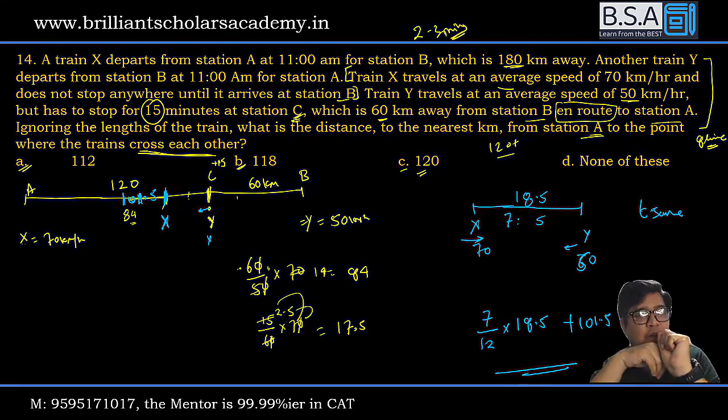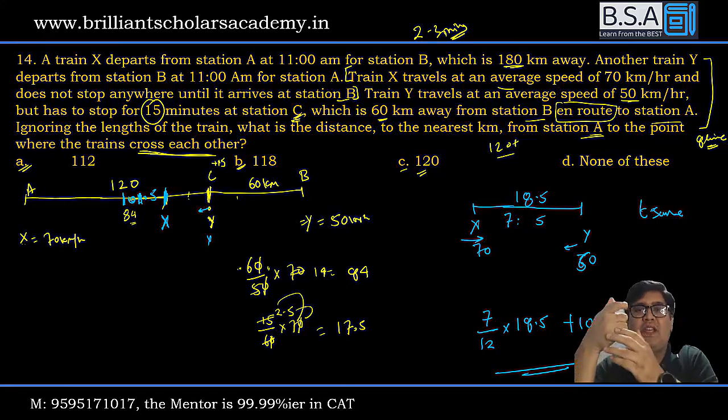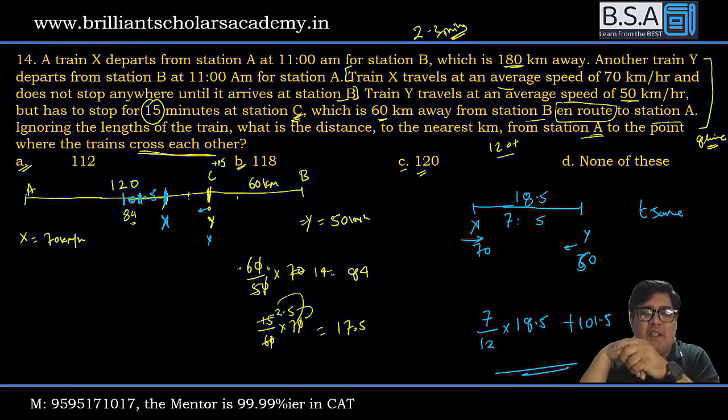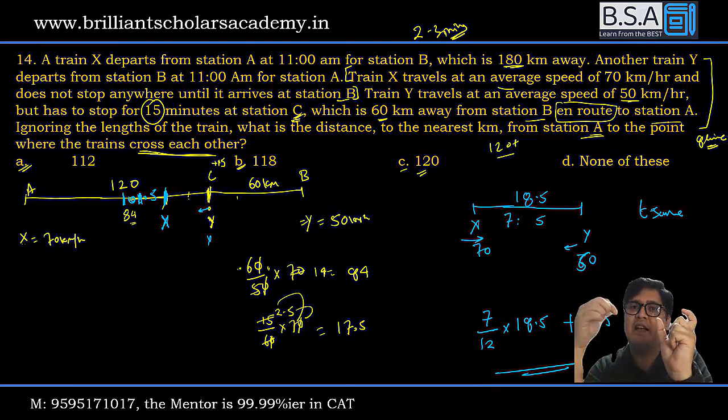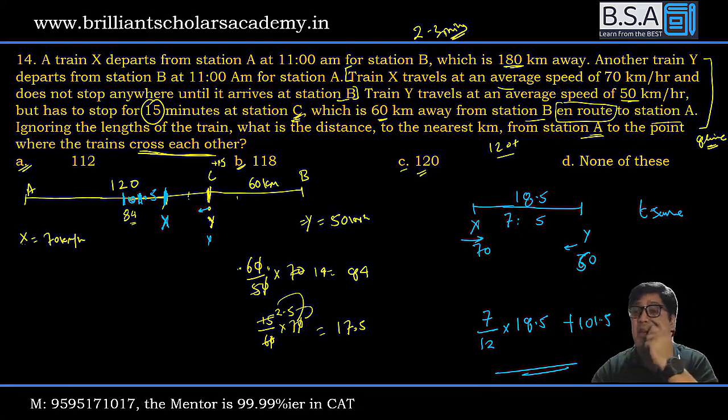Why did I do 7 by 12? 7 parts from X and 5 parts from Y. Total parts are 12. So I have to divide 18.5 into 12 parts and the left side train is traveling 7 out of those. And I have to measure from A. So 101.5 plus 7 into 18.5 by 12. Use a calculator. Tell me the exact answer and then we will convert that into a nearest integer.